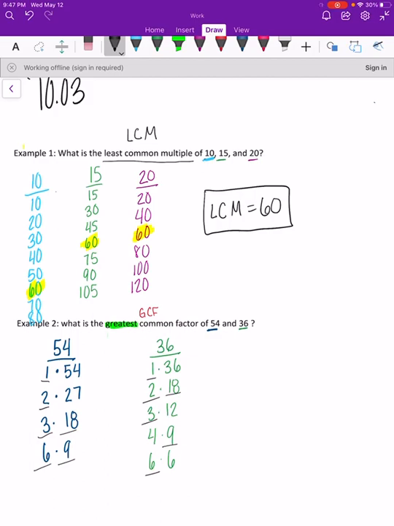36 doesn't have 27 or 54. So I want the greatest common factor, the biggest number they have in common, and that is 18. So my greatest common factor is 18. That's my answer. List out your numbers though so you can see, because it's really, really helpful.